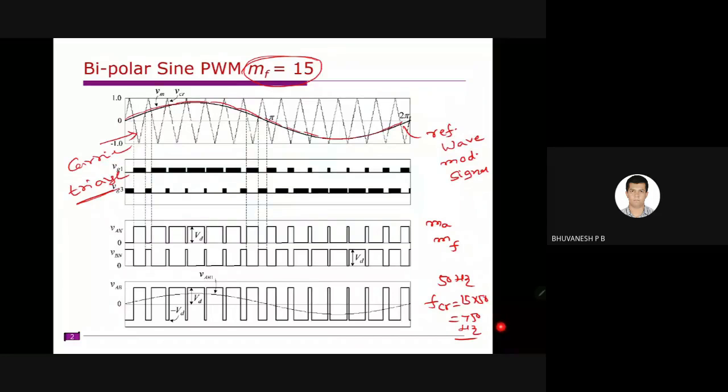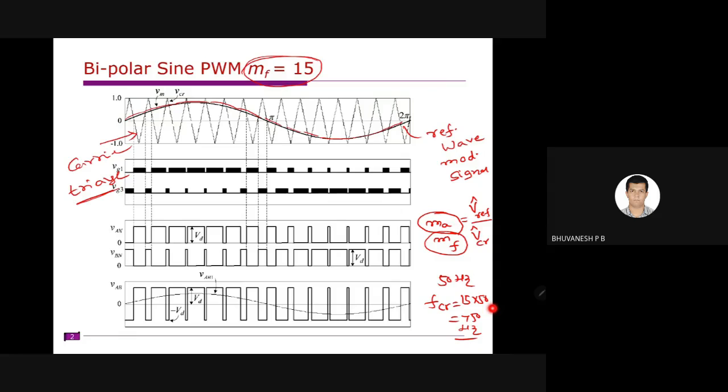Excuse me, sir. Can you please repeat the MA and MF part? MA we discussed in the previous class, right? This MA is amplitude modulation index, MF is frequency modulation index. So this MA we defined as the peak value of the reference signal by the peak value of the carrier signal.